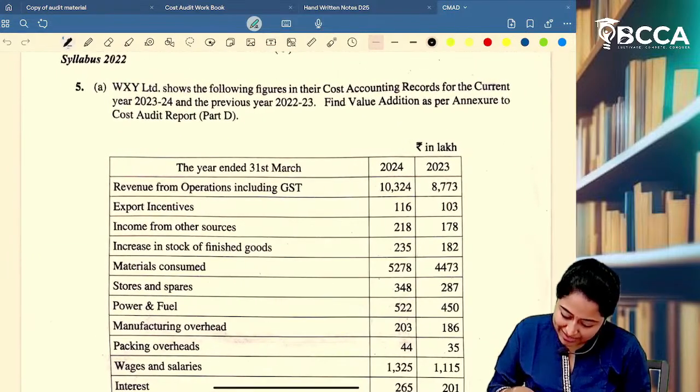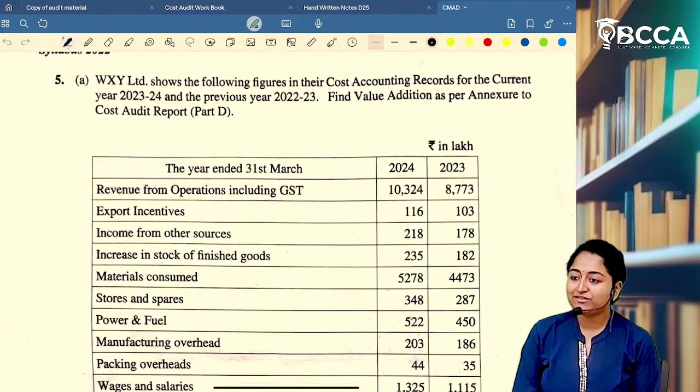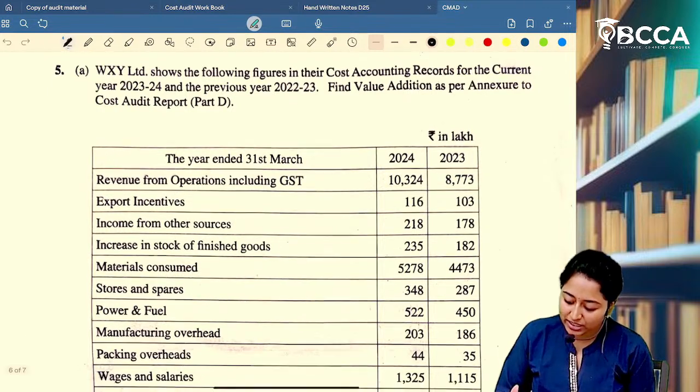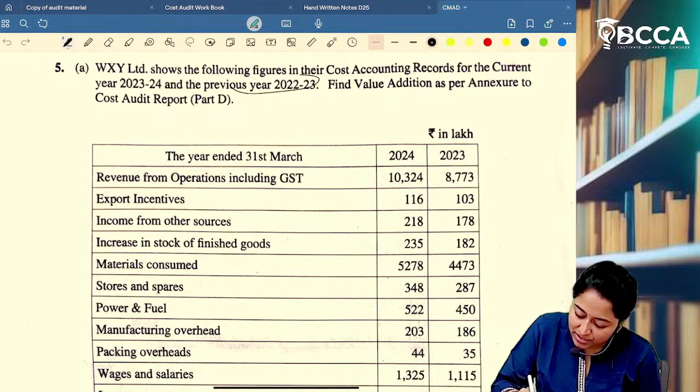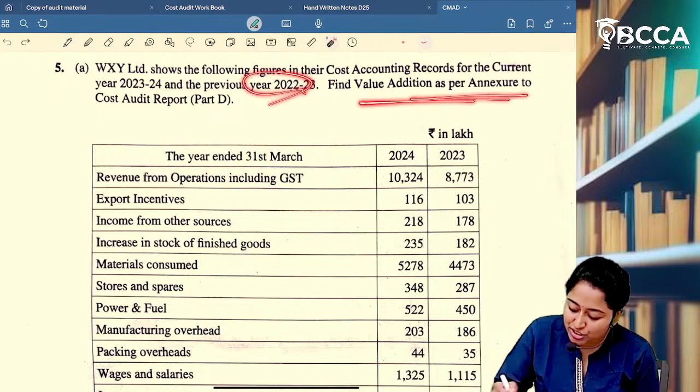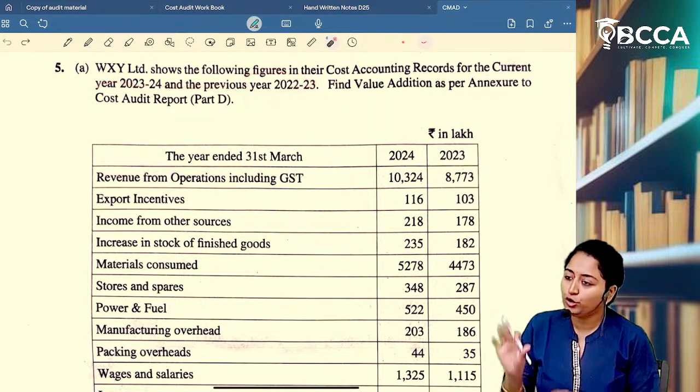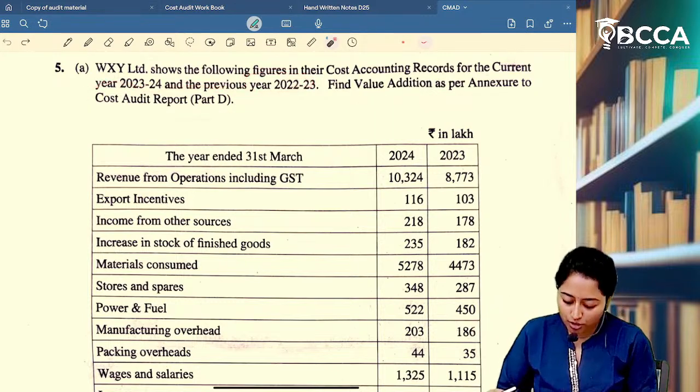See here, WXY Limited shows the following figures in cost accounting records for the current year 2023-24 and the previous year 2022-23. Find the value addition as per annexure to the cost audit report. Only value addition is given. Okay. Now what all are given?